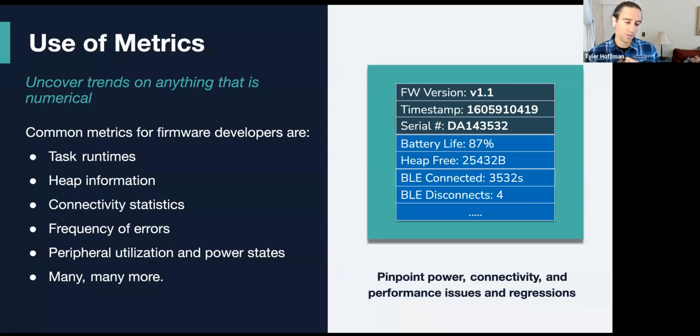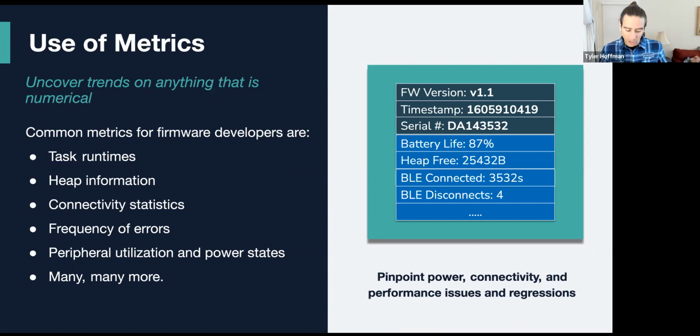And what are you going to use metrics for? The goal of metrics is to discover trends. You are trying to discover whether your battery life increased or decreased from the last software version. You're trying to determine how much time is spent doing a particular operation per hour or per day, or on this software release versus the last one.